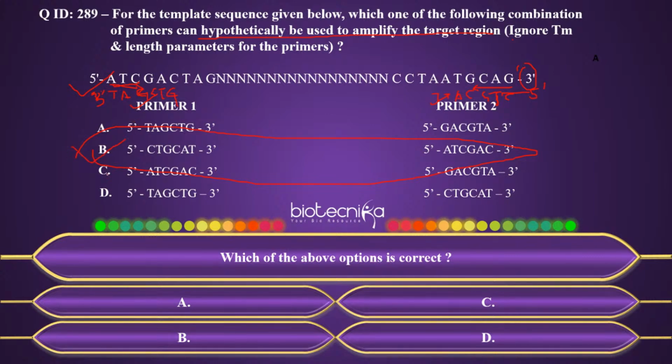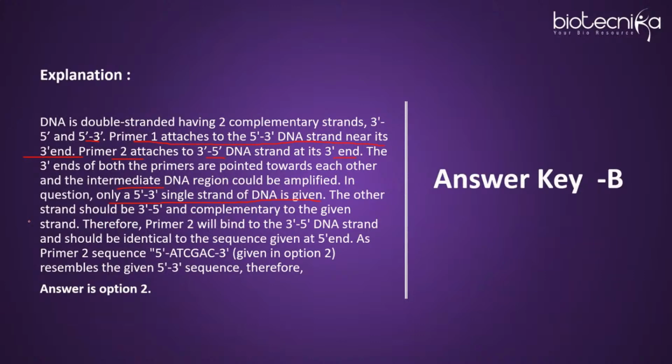So option B would be the correct one here, right? In this way, you have to answer this particular question. The other strand should be 3' to 5' and complementary to the given strand. Therefore, primer 2 will be binding to the 3' to 5' DNA strand and should be identical to the sequence given at the 5' end. Primer 2 sequence 5' ATCGAC 3', given in option 2, resembles the given 5' to 3' sequence. Therefore, option 2 is the correct one here.